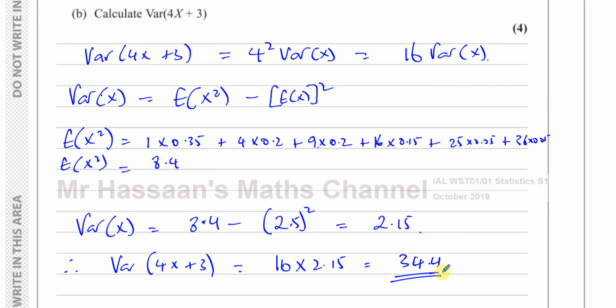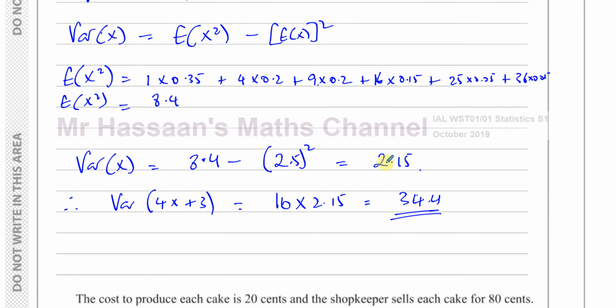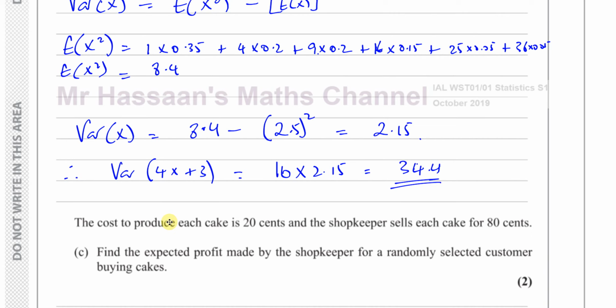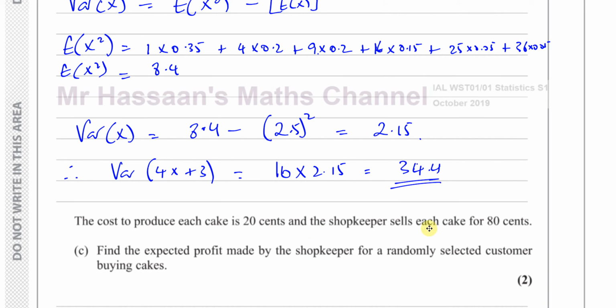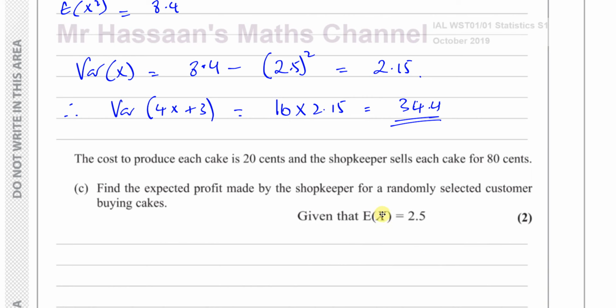34.4. So there's the answer to part B of this question, the variance of 4x plus 3. Okay, then part C, it says the cost to produce each cake is 20 cents, and the shopkeeper sells each cake for 80 cents. Find the expected profit made by the shopkeeper for a randomly selected customer buying cakes.